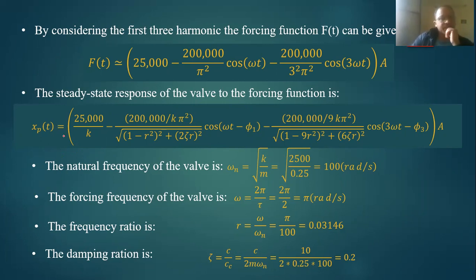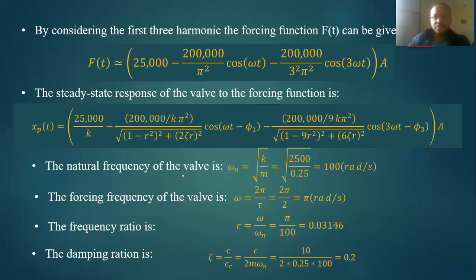So x particular of this equation becomes, because this is the solution for this type of forcing function, 25,000 over k minus 200,000 over k pi square, over these quantities, cos omega t minus phi 1. This is for the first term. This is for the third term. And the fifth term also will continue. That multiplied by A. So this is a general solution.